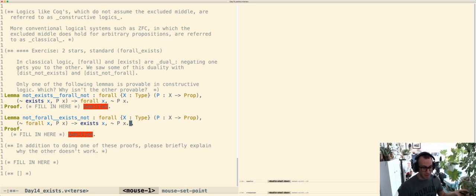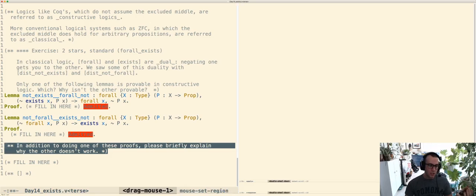The other you can leave admitted, or you can write abort at the end if you want to write abort for some reason. Both are fine. And then we'd like you to comment at the end: why does the one that doesn't work not work? One of these you'll be able to prove, the other you won't. What's going on? Why are you unable to prove one of them? Okay, so I wanted to coach you through that.